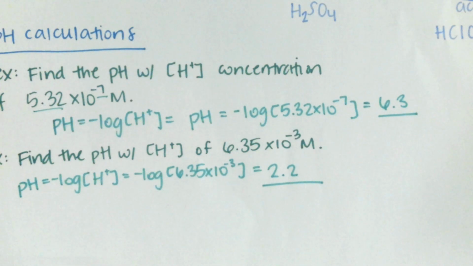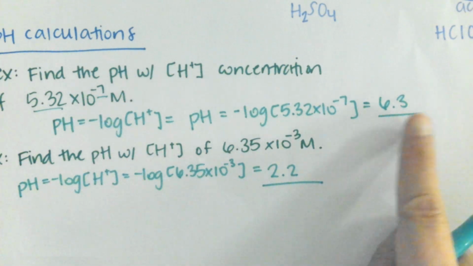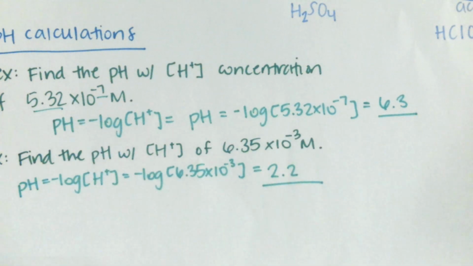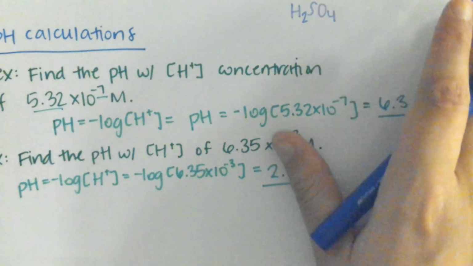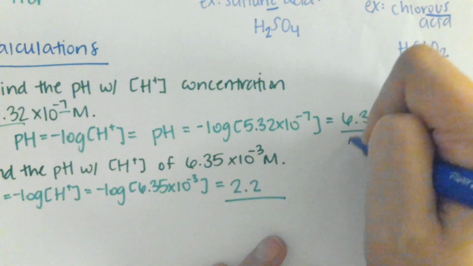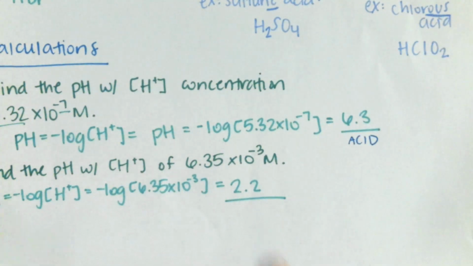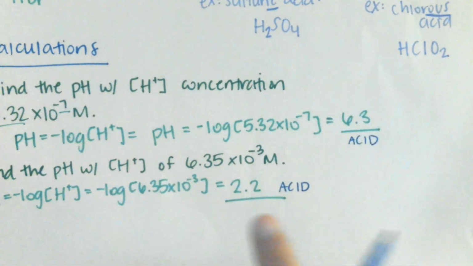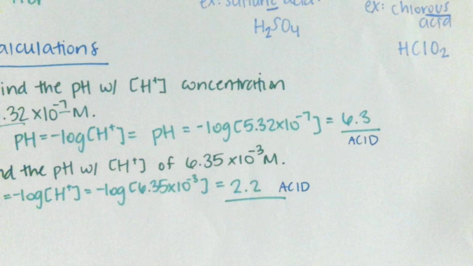Alright, you should have gotten pH of 2.2. So even though I didn't ask this earlier, just as a thought, if a question asks, by solving the pH, would the 6.3 be an acid or a base? This would be an acid because it's lower than 7. How about this one, 2.2? It is also an acid because it's also lower than 7. And again, 7 on the dot is neutral, like water. Okay?